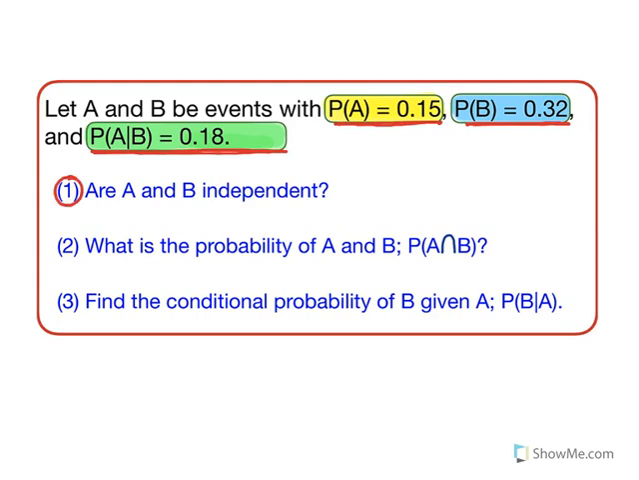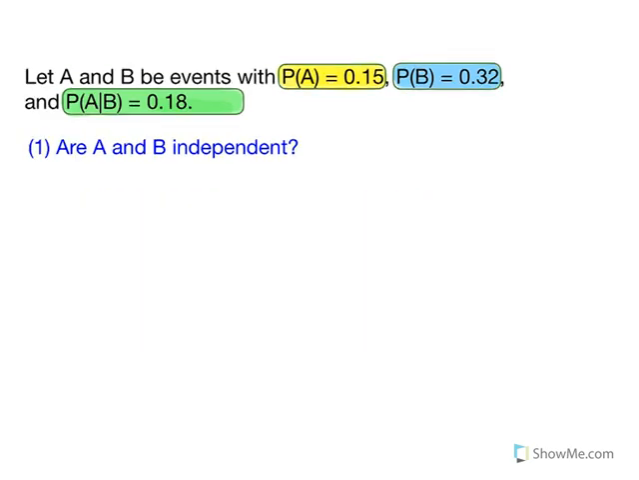Are the two events independent? Then the second question is, what's the probability of A and B? This one here, the probability of A and B. And the third one is, find the conditional probability of B given A. This one here, probability of B given A. So let us do them one by one.